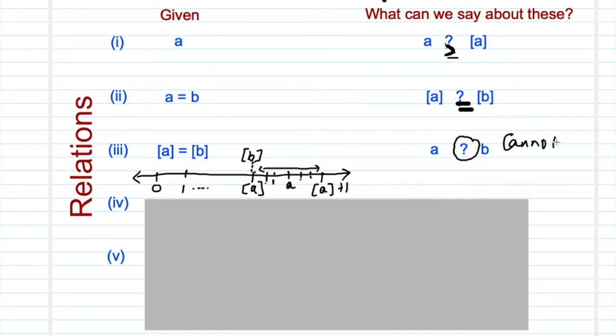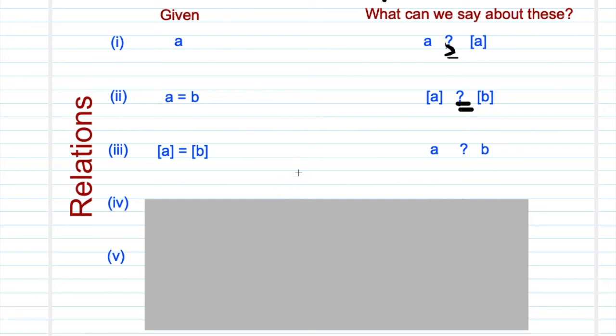I cannot say what is the relation between A and B. Let's take some examples and see if we are able to demonstrate the same thing with examples. Let's say greatest integer of A equals greatest integer of B equals 2. So if that is the case, let's start taking some values. Let's just take A equals 2.5, right in the middle of 2 and 3. What I will get is greatest integer of A will stay at 2, right? Which means greatest integer of B is 2. We have already established that.